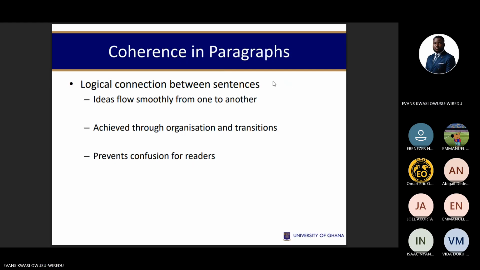Achieved through organization and transitions, it prevents confusion for readers because it is clear, because it is logically sound and it's flowing. You begin from this idea, and then you connect the next point.